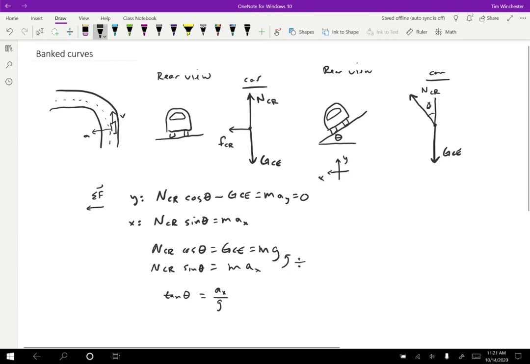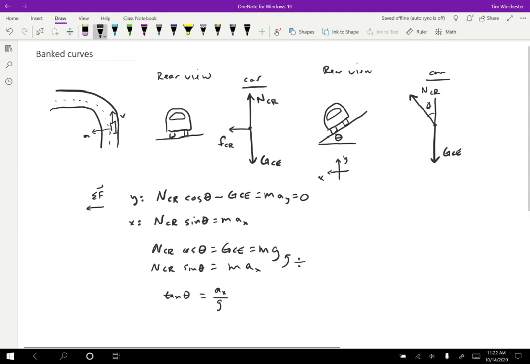Okay, so that's a really simple relationship. We can find the angle that the road should be sloped at if we know what acceleration we want the car to have. It's actually kind of amazing that the mass of the car doesn't play into this. So the same slope of the road is going to be safe for a huge heavy truck as for a tiny little plastic car. The mass of the car totally cancels out in this process.